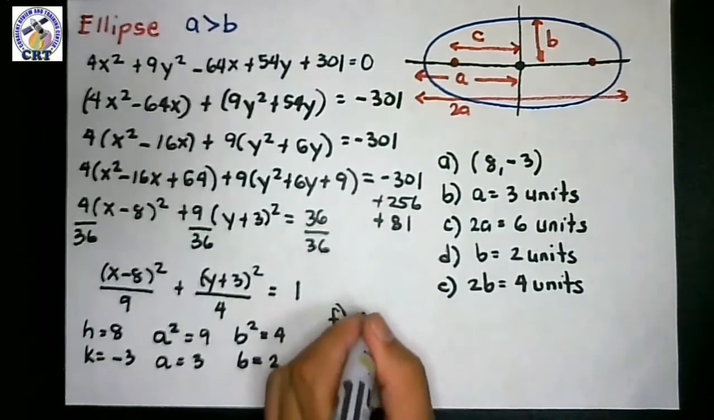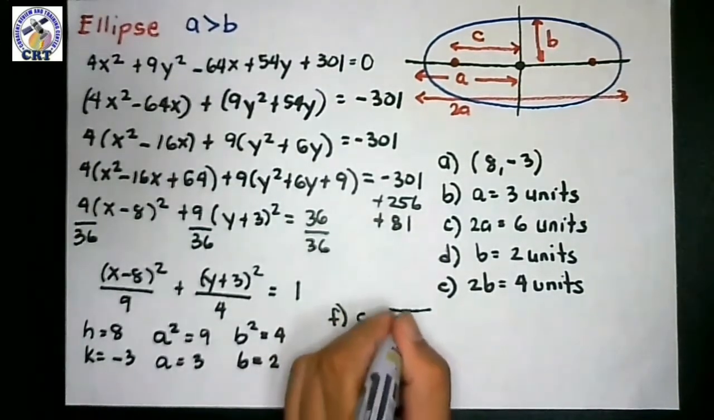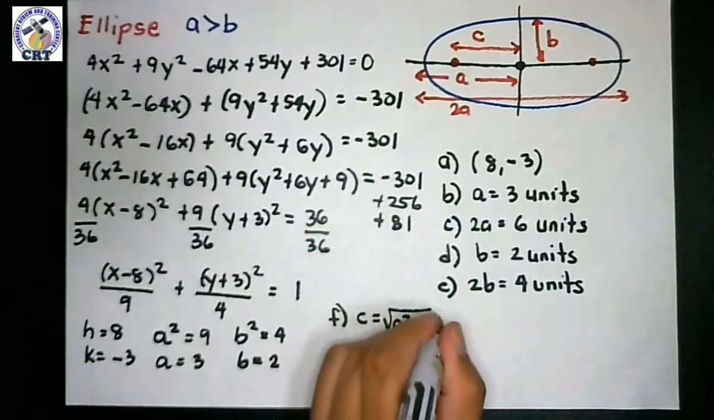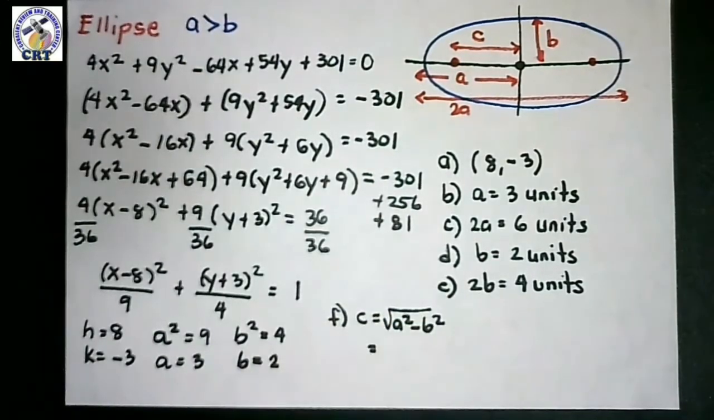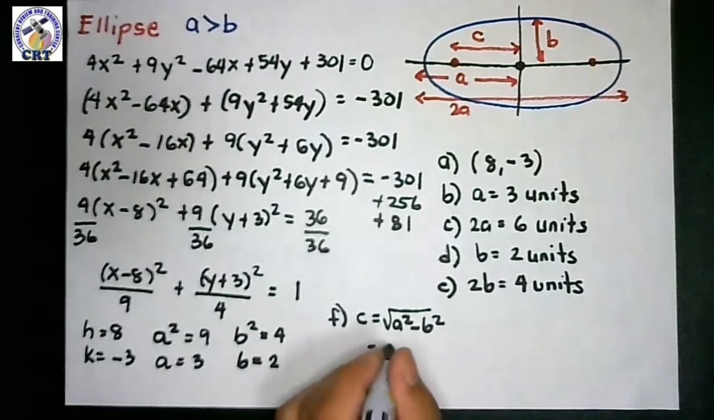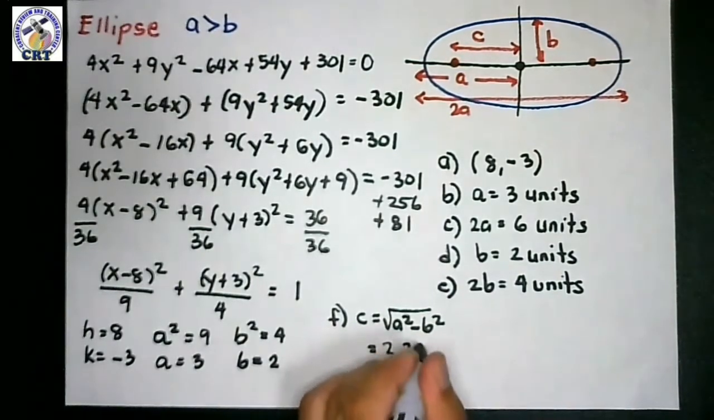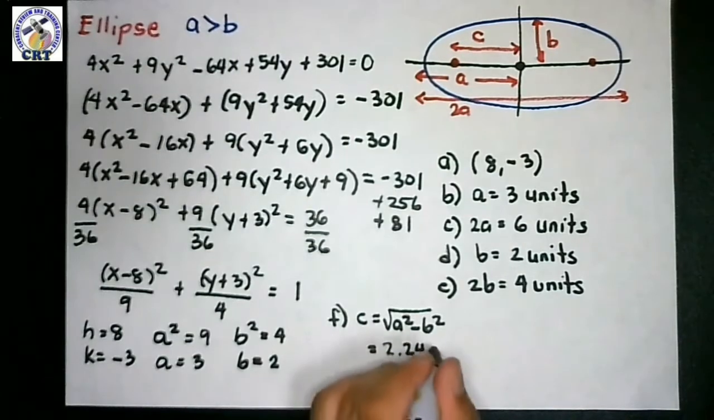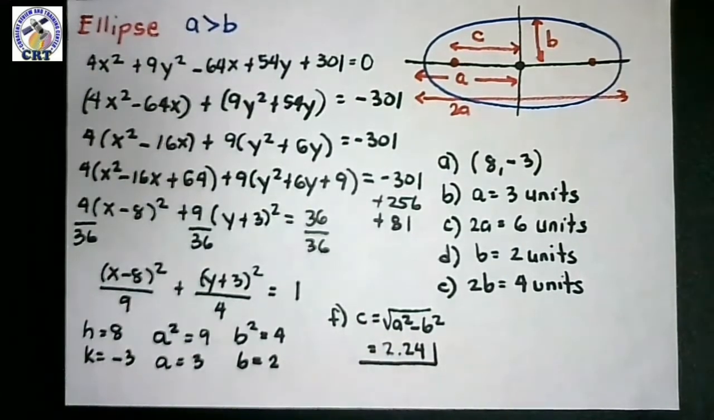So, C is equivalent to the square root of A squared minus B squared. So, i-perform natin yan. Square root of A squared, which is 9, minus B squared, which is 4. So, this is square root of 5 or 2.24 units. Yan ang letter F natin.